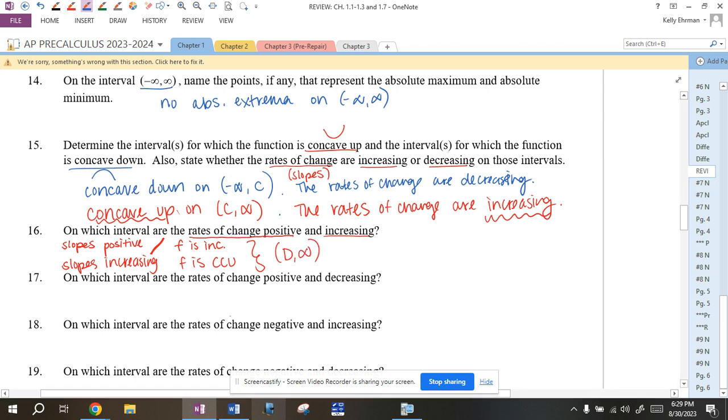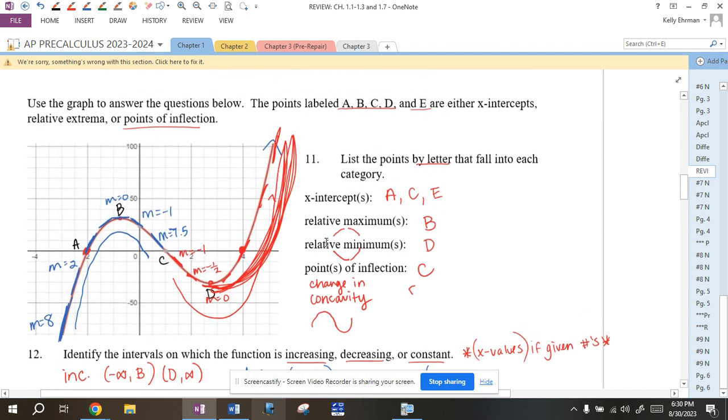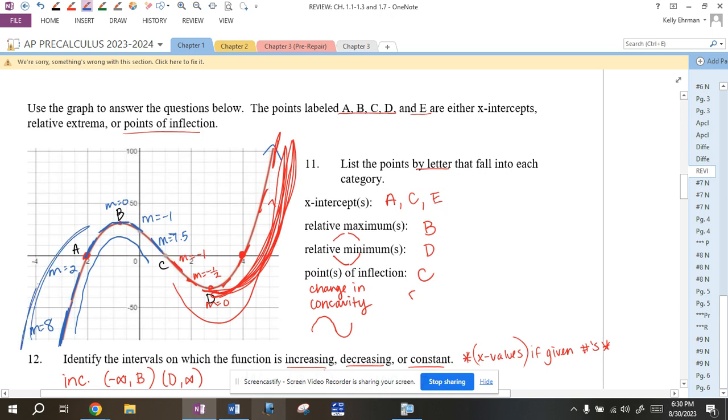Okay, let's do the same thing for the next one. Now, where are the rates of change positive? Okay, that means F is increasing. And where are the rates of change decreasing? Rates of change decreasing means concave down. So we are looking for the section of our graph where the graph is increasing and concave down. That looks something like this, right? Go check. Increasing, concave down. Right there, from negative infinity up to B.